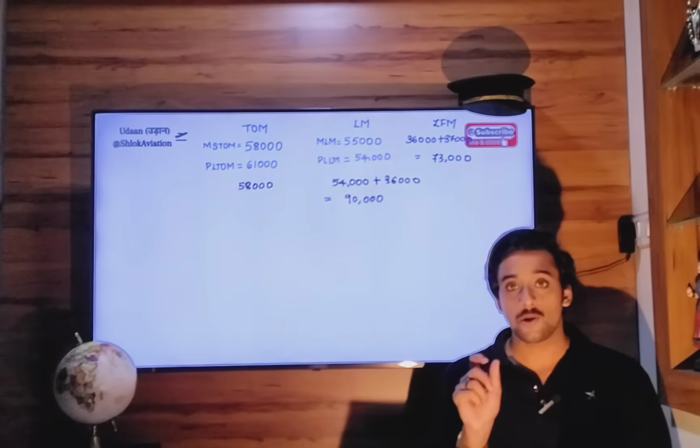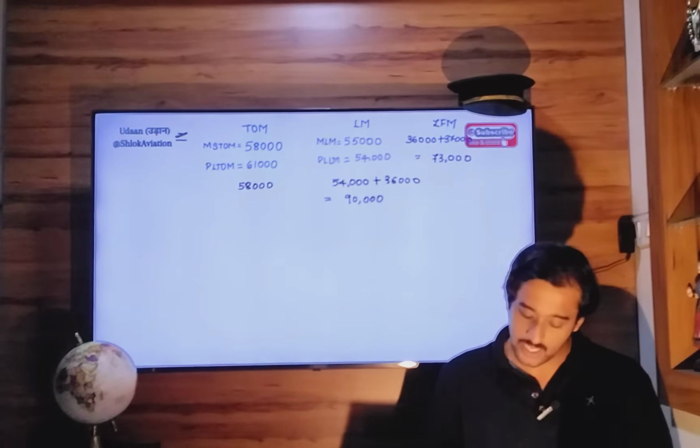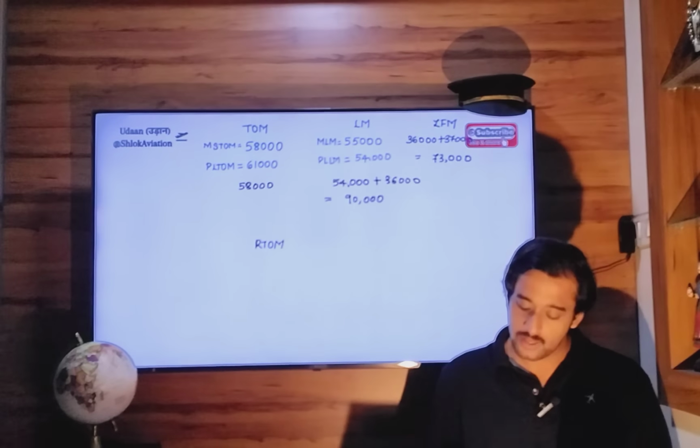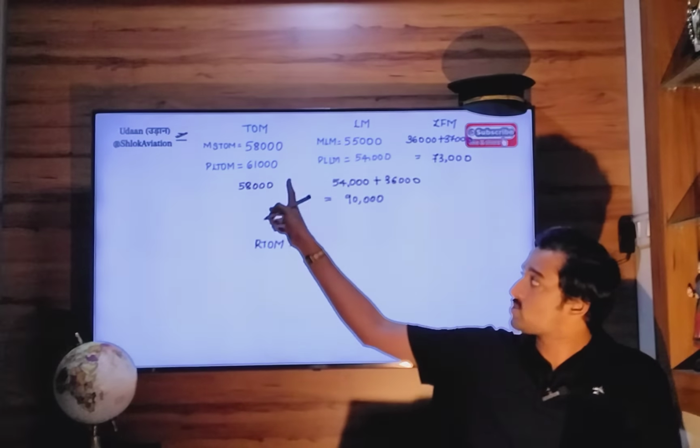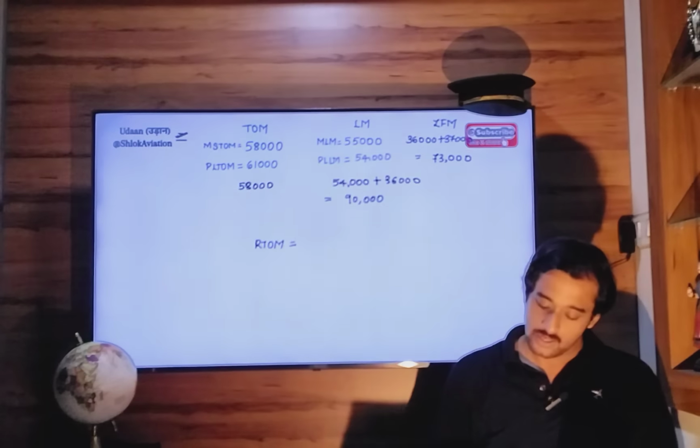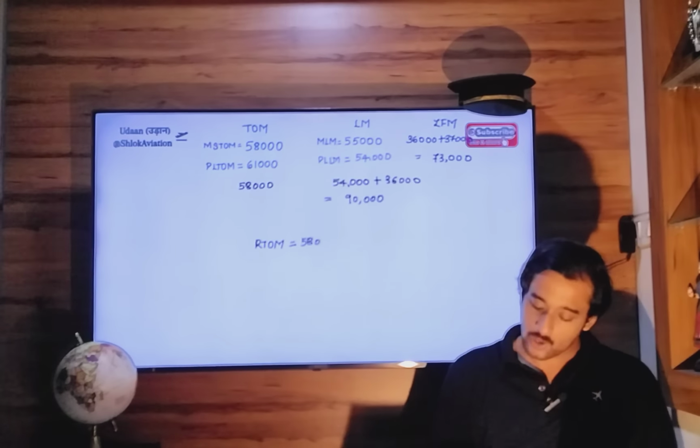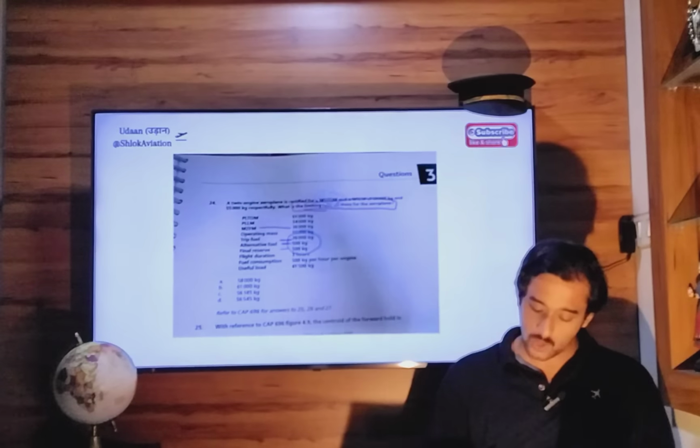So now we have to find out our regulated takeoff mass value. It will be the lowest value. So the lowest value is what? 58,000. So this becomes the takeoff value. So the correct answer is option Alpha.